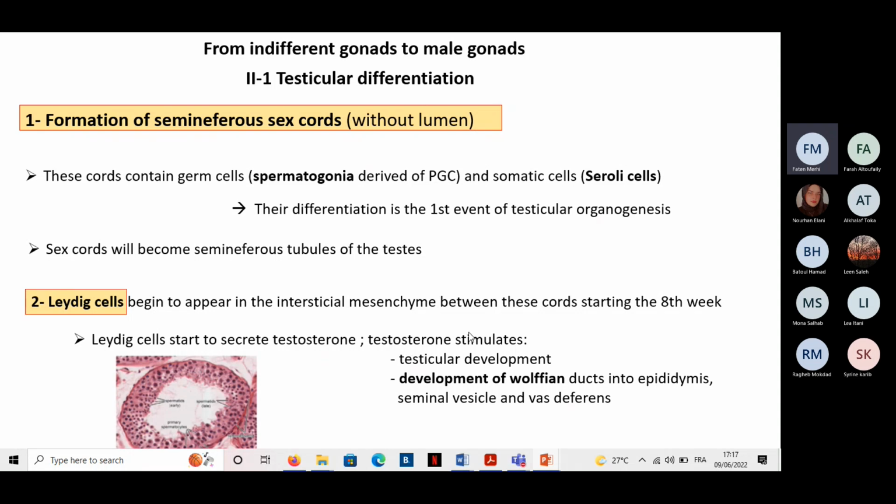Okay, and the production of the testosterone will stimulate the testicular development and the development of the Wolffian ducts into epididymis, seminal vesicle, and vas deferens. So the appearance of the Leydig cells is very important due to the production of testosterone, which will lead to the testicular development and the development of the epididymis, the seminal vesicle, and the vas deferens from the Wolffian ducts.